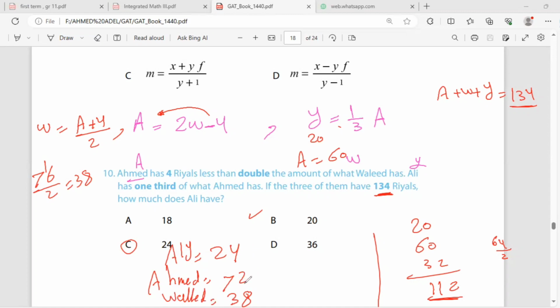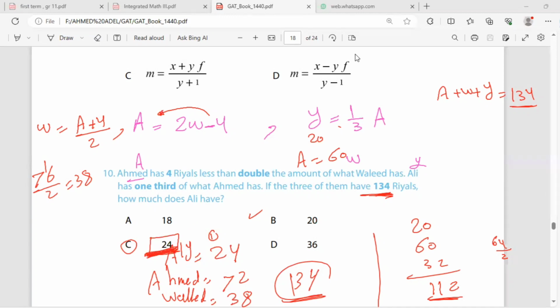Find the sum. 4 plus 2 is 6, 6 plus 8 is 14, 1 plus 2 is 3, plus 7 is 10, and 3 is 13, so it's going to be 134 riyal. Okay, so how much does Ali have? It's going to be 24 riyal.